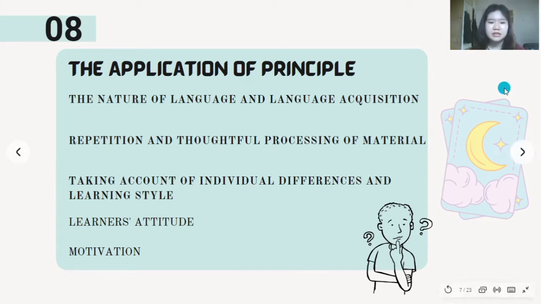And then the learner's attitude, which is related to motivation, whether the learner is interested in learning English or not, and how the curriculum is able to give motivation to the learners. Perhaps we can create a very creative lesson plan such as singing in the class so that the students can learn more vocabulary.